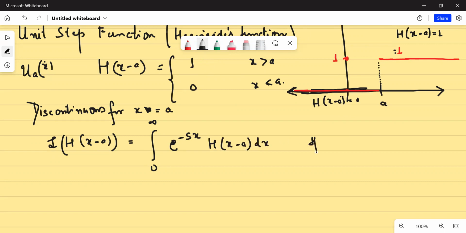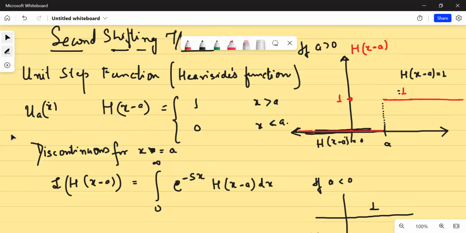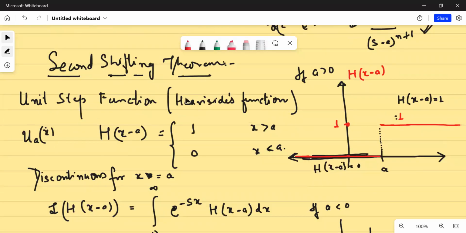Now if a is less than 0, let's say this is your a, then for all x greater than a, your Heaviside function would be 1. Let me reiterate whatever I was telling. I was teaching the unit step function, sometimes referred to in literature as the Heaviside function. If I write h of x minus a, or this notation u subscript a of x, it is equal to 1 if x is greater than a, and it is equal to 0 if x is less than a.